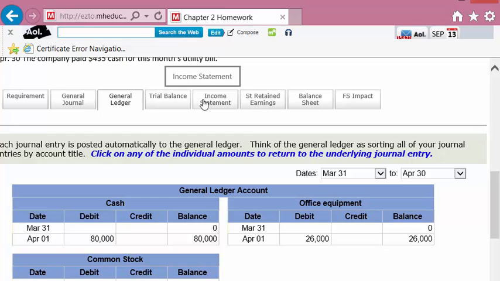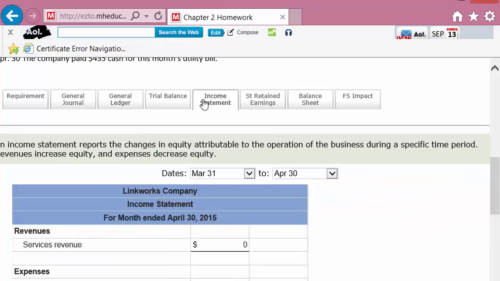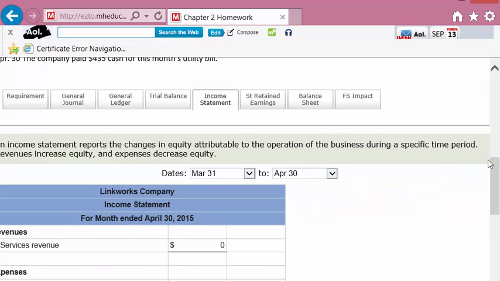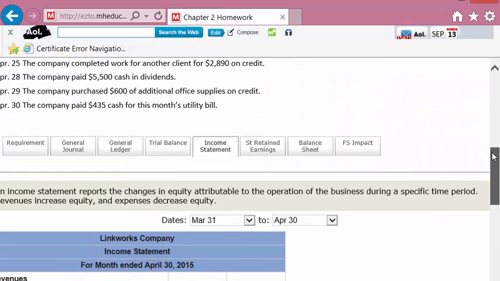I should not see any numbers anyway, right? Because I didn't make any entries to any income statement accounts, did I? Okay, those were all balance sheet accounts. So when I look at my income statement, everything's zero. Thank God. The computer knows what it's doing.